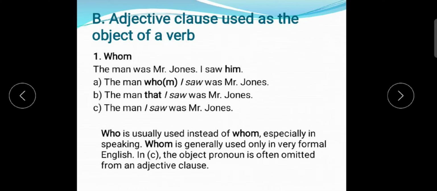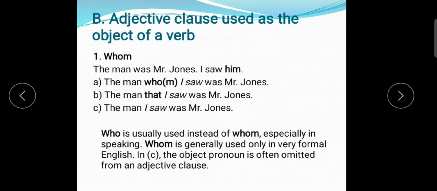B. The man that I saw was Mr. Jones. And C. The man I saw was Mr. Jones. Who is usually used instead of whom, especially in speaking. Whom is generally used only in very formal English. So when we talk to each other in daily activities or in an informal way, we use who. But if we want to write an article or something like that in formal English, we use whom.